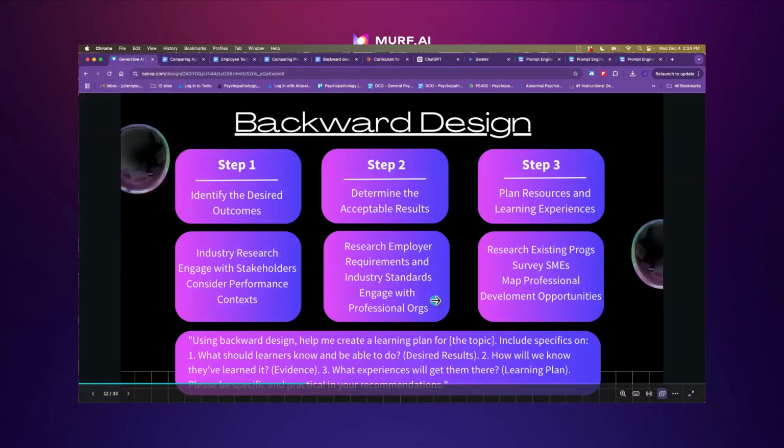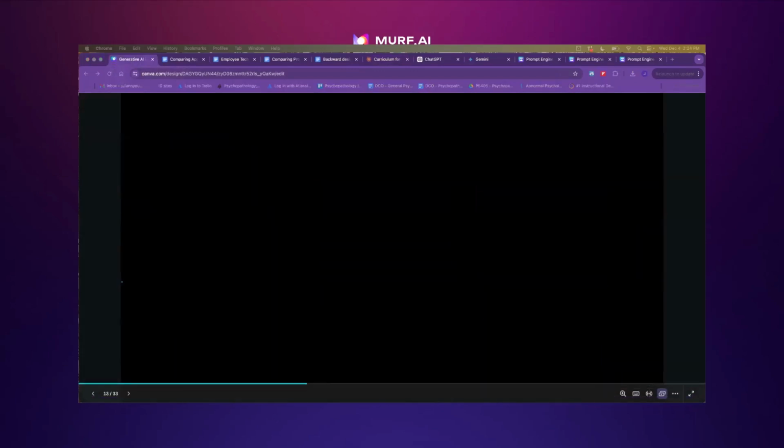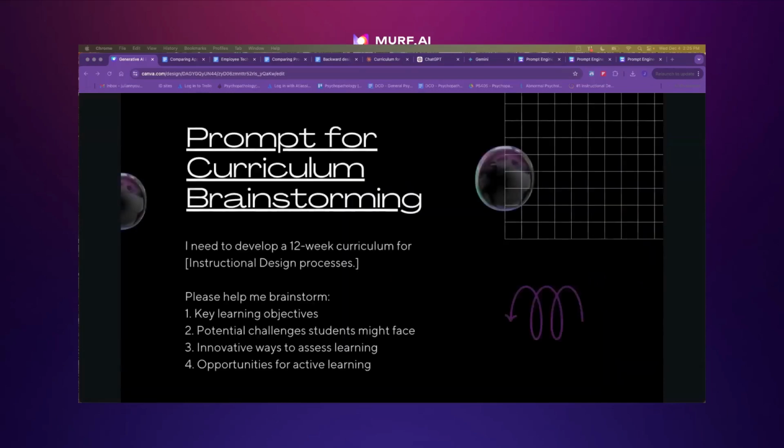All right, so let's take a look at using it as a thought partner. We just did some of this with curriculum design. Lots of times we'll be designing a curriculum project, and it can serve as your collaborative partner through 4 key roles: brainstorming, content validation, a process accelerator, and a quality check. All of those things used to take lots and lots of time. So let's look at this first prompt.